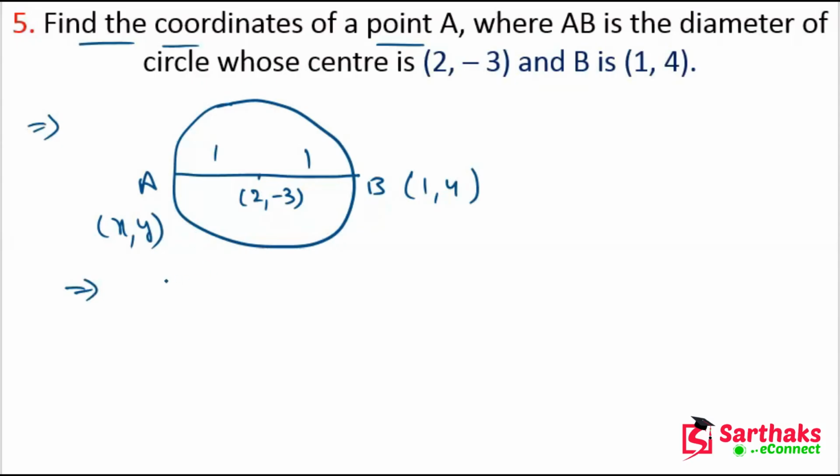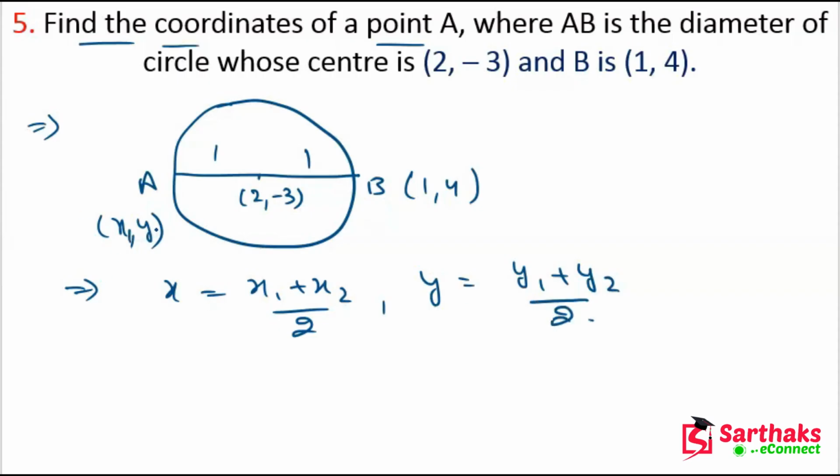And what is the formula of the midpoint? The formula of the midpoint is x equals (x1 plus x2) divided by 2, and y equals (y1 plus y2) divided by 2. So in this case this is our x1, y1. Now in this case x is 2 and y is -3. We know x2 but we don't know x1, so we can easily find it. So this will become 2 equals (x1 plus 1) divided by 2.